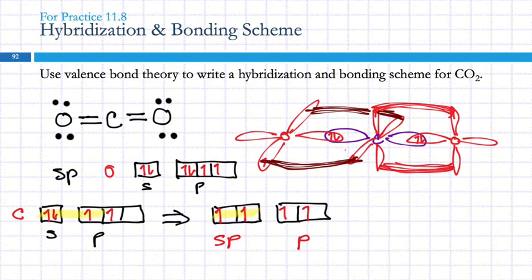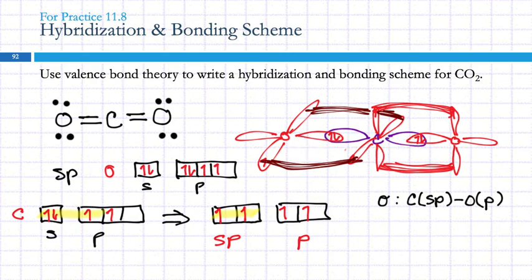So then to label these, this is the sigma bond. It's between carbon and oxygen. What orbital is carbon using? The sp hybrid. The sigma bond is always going to use the hybrid. The hybrids are always going to make sigma bonds. You try it. And what's the oxygen using? The oxygen is just using p orbitals.